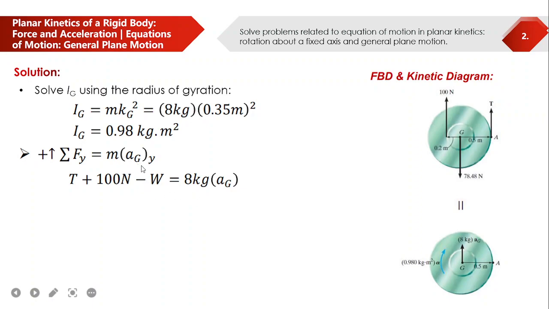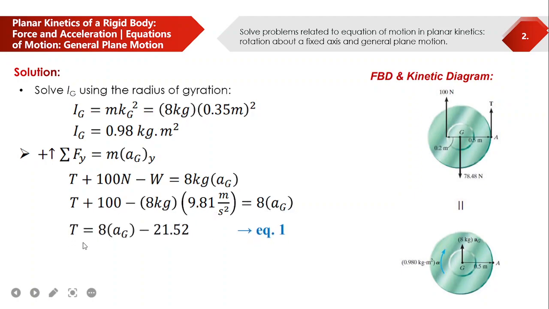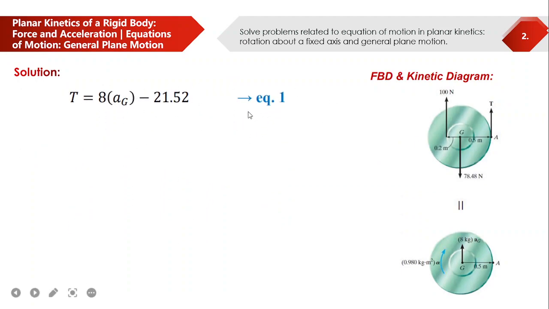That will be mass times acceleration, so A sub G times 8 kilograms. T plus 100 minus 8 kilograms times 9.81 meters per second squared equals 8 times A sub G. So your first equation is T equals 8 times A sub G minus 21.52. This is your first equation.